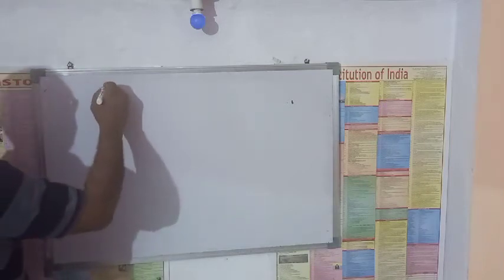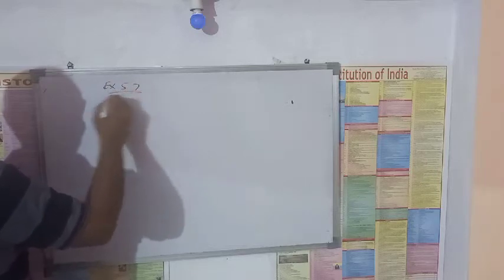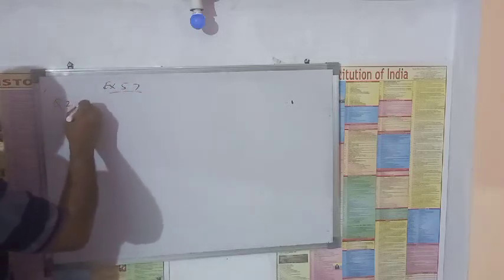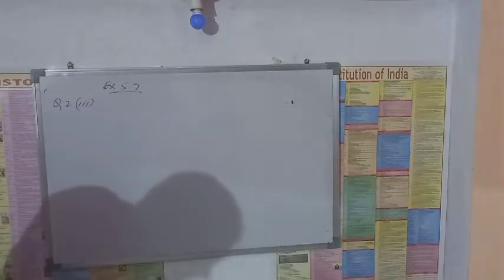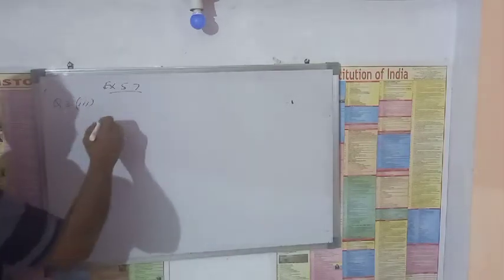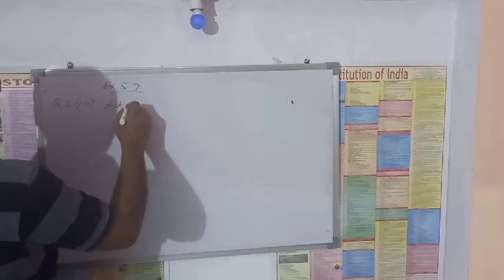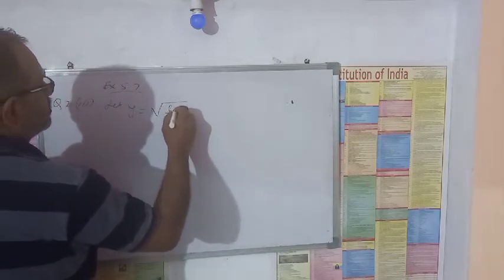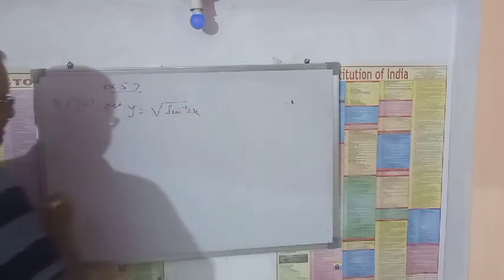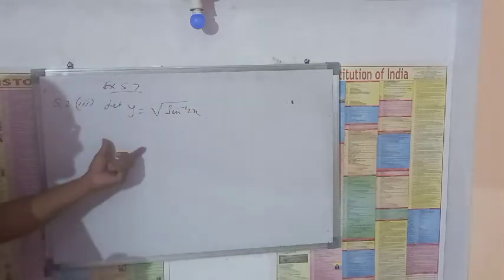Exercise 5.7, question number 2, third part. Let y is equal to under root sine inverse 2x. We have to differentiate it.